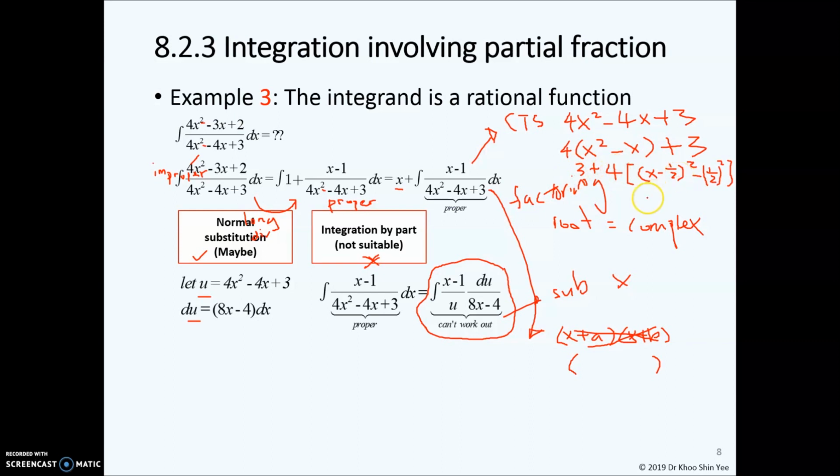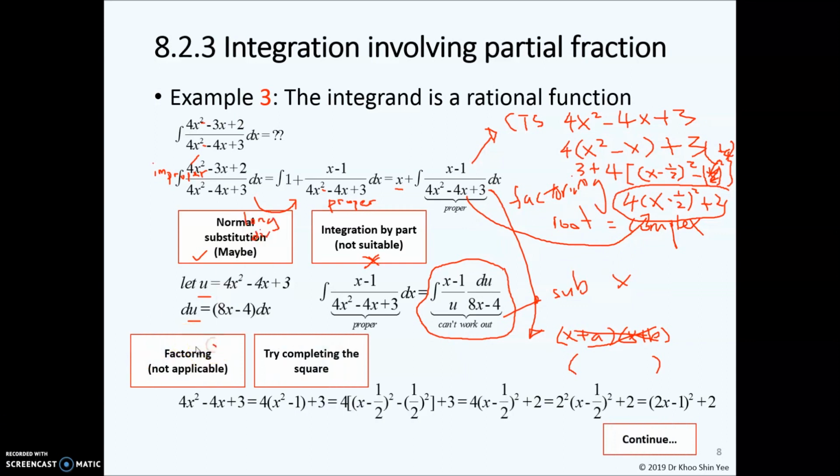So you multiply inside, you should get 4x minus 1 over 2 squared. So here you get 1 over 4. 4 multiply negative 1 over 4, you get negative 1. So negative 1 plus 3 here, you get plus 2. So this is your result after you perform the completing the square, right? You should get this.